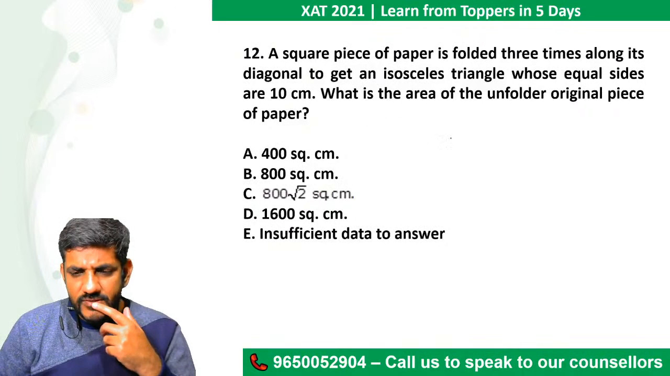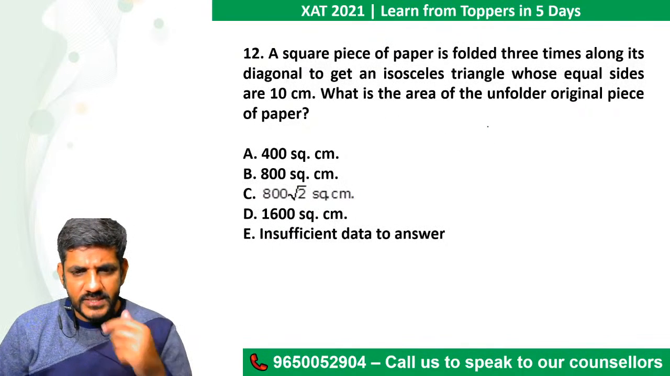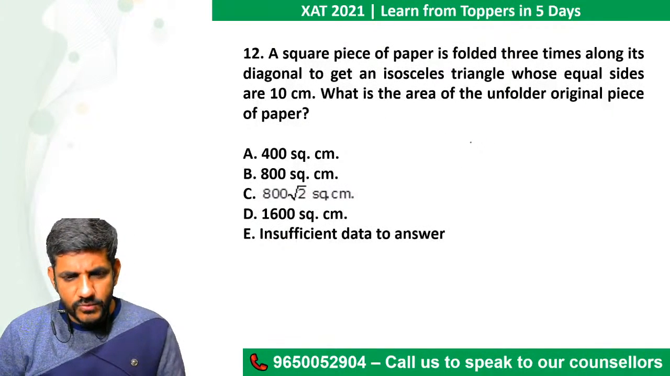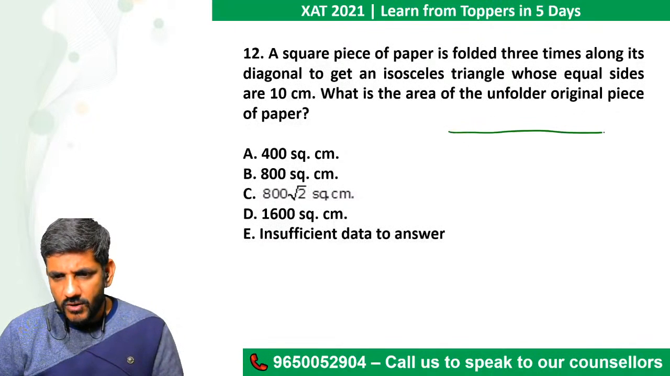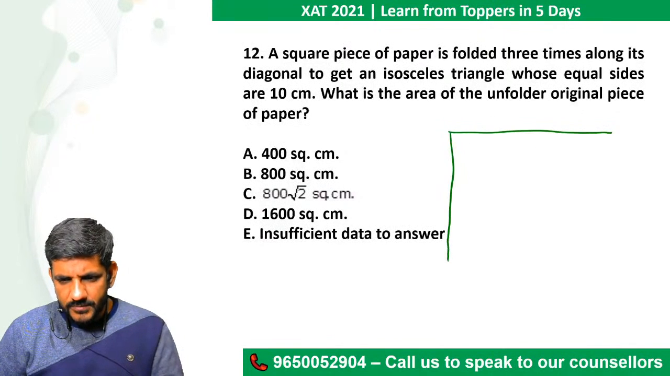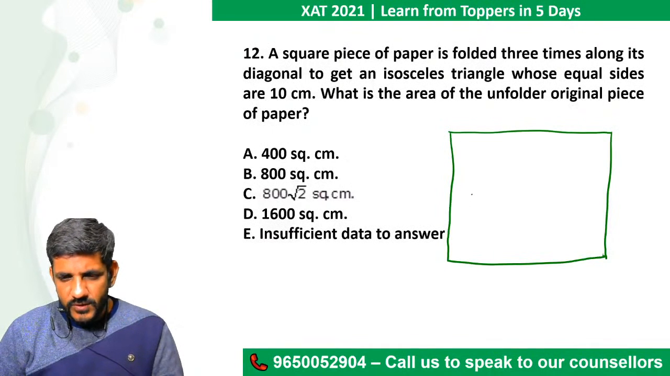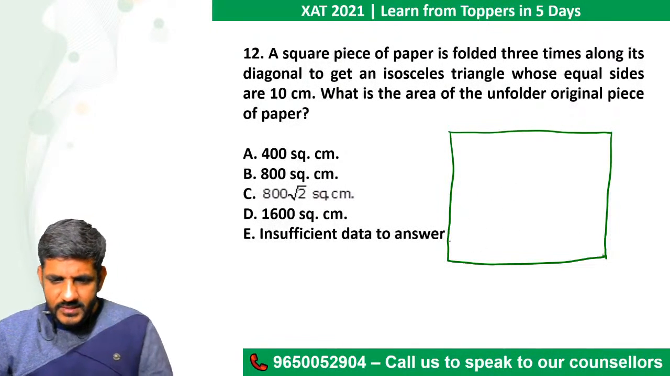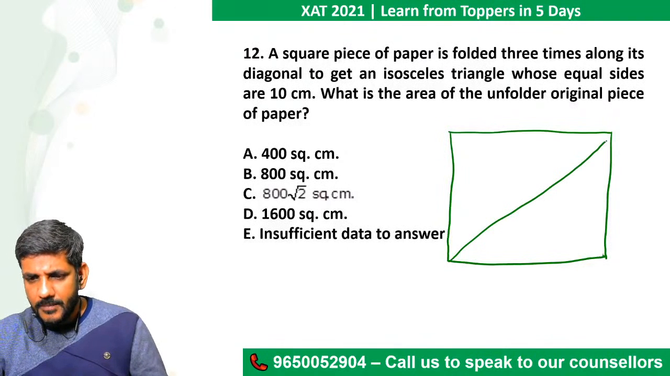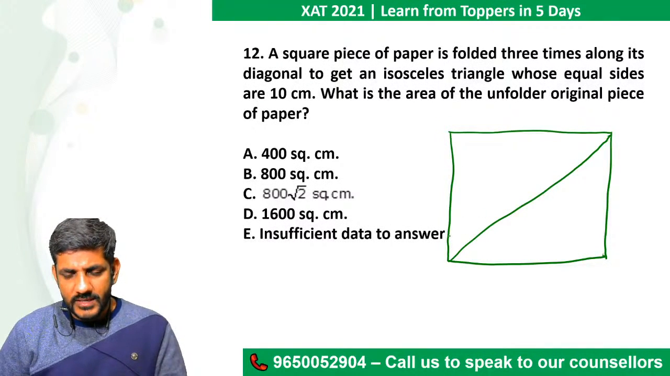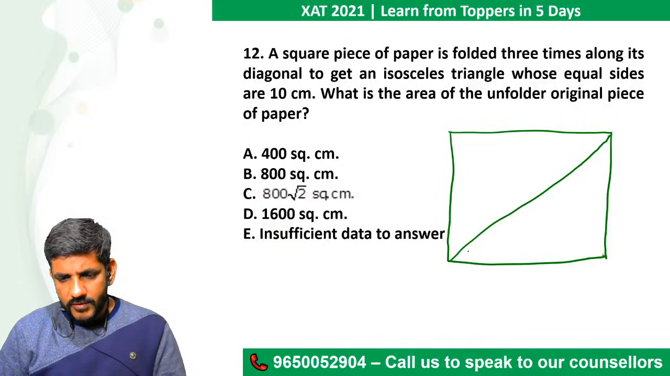A square piece of paper is folded 3 times along its diagonal to get an isosceles triangle whose equal sides are 10. What is the area of unfolded original piece? ओके, देखिए ये कह रहा है कि it is folded 3 times along its diagonal. So this is the diagonal. If you fold it along the diagonal, so what would happen? We will have actually this triangle, right?